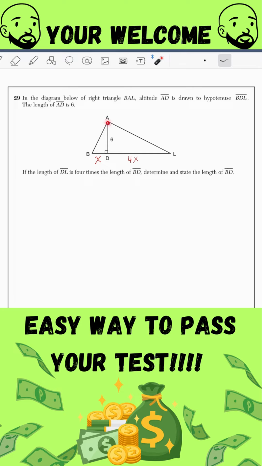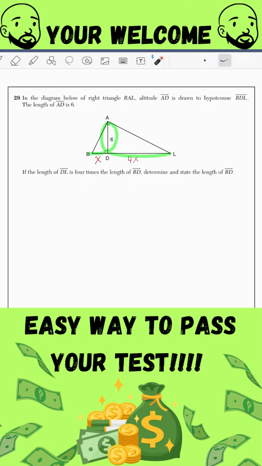Anytime the altitude is included, whether this number is an x or an actual number, you have to do something I call the loop method to set up the proportion. This is how the loop looks. Our proportion is going to be x over 6 equals 6 over 4x. I'll show you again. x over 6 equals 6 over 4x.